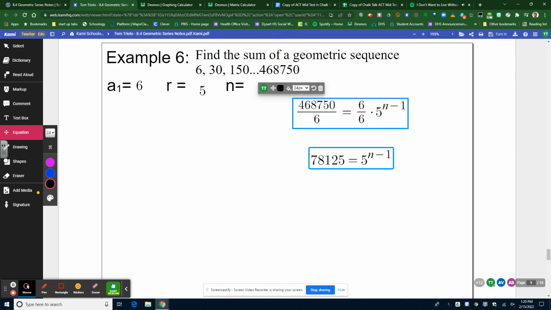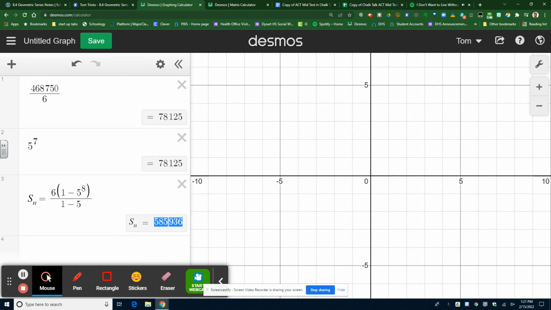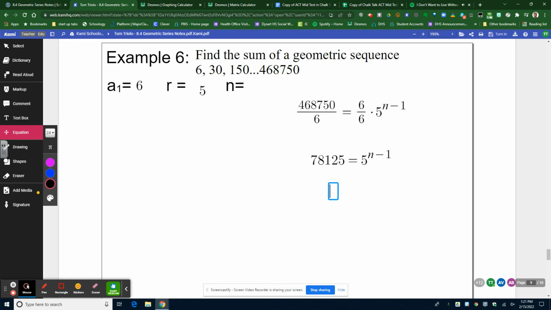What power of 5? I don't know. Go to Desmos. Yeah, look, it's 5 to the 7th power. Figured it out right there. But you can do a guess and check until you find it if you needed to. So that's 5 to the 7th power. And when my bases are the same, I can make my exponents the same.